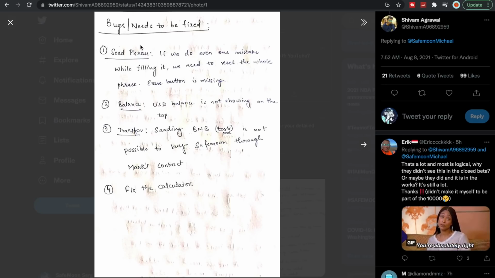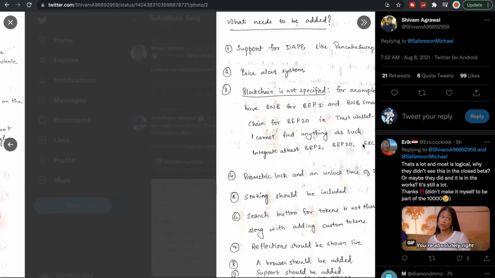And so I like this because this was written down. Seed phrase: if we make even one mistake while filling it, we need to reset the whole phrase. Erase button is missing. That's great feedback right there. Balance: apparently the USD balance is not showing on the top. That would be great to have. Transfer: sending BNB test one is not possible to buy Safemoon through Mark's contract. So possibly Mark's contract could be utilized in the wallet. Obviously the biggest thing has been the calculator. That hasn't been working that great.